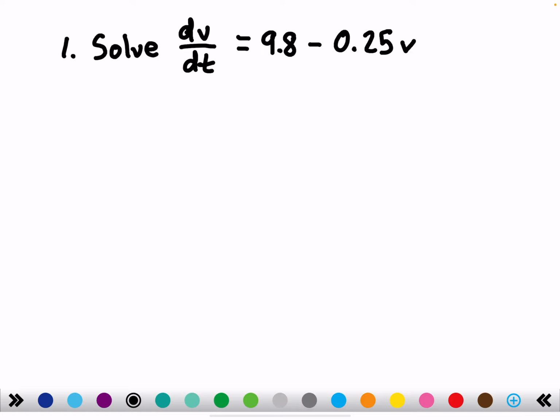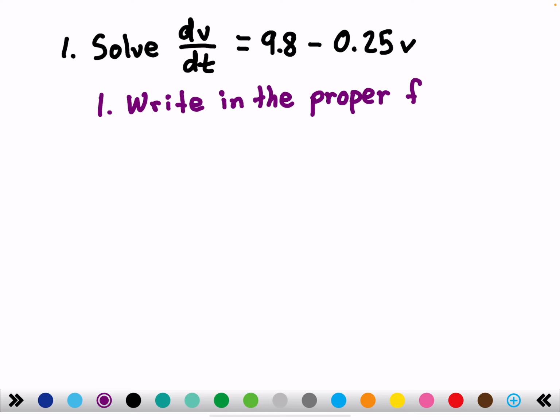Number 1, solve dv dt equals 9.8 minus 0.25 v. So step number 1 is write in the proper form. We need to write the equation in the proper form. And here, since our variables are v and t, that would be v prime plus p sub t times v equals q sub t, where t is the input variable.